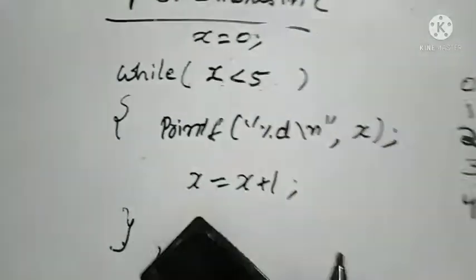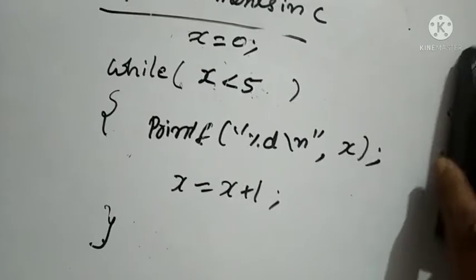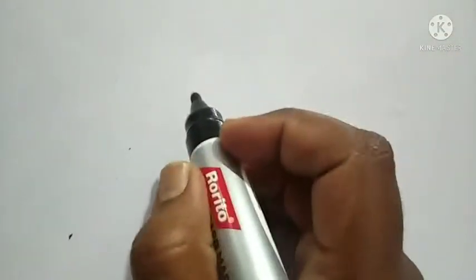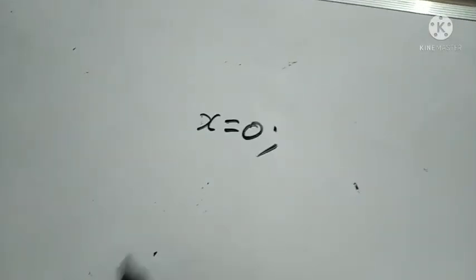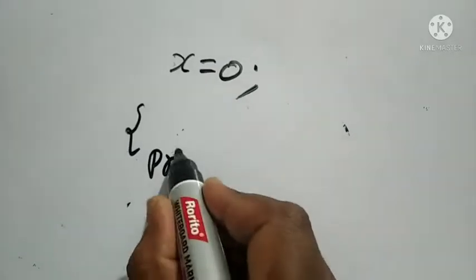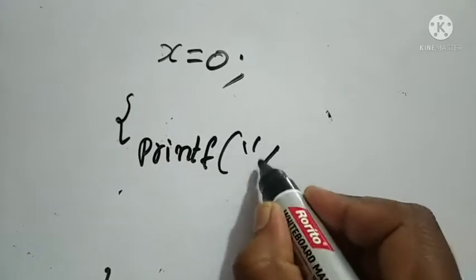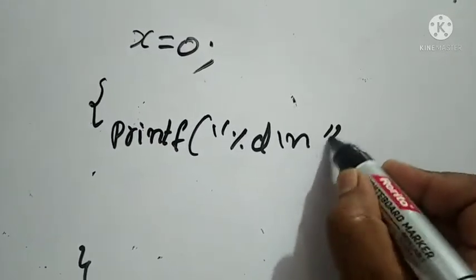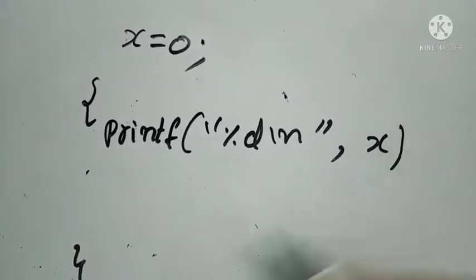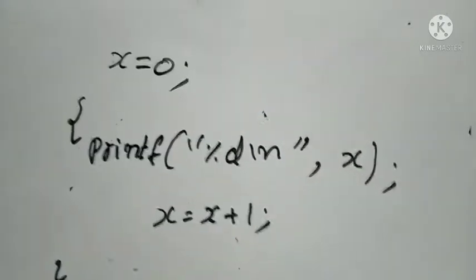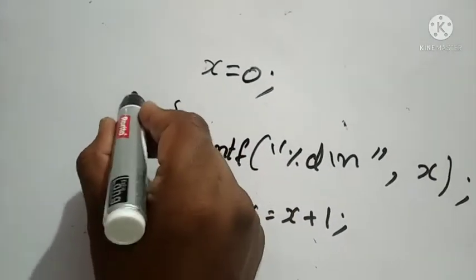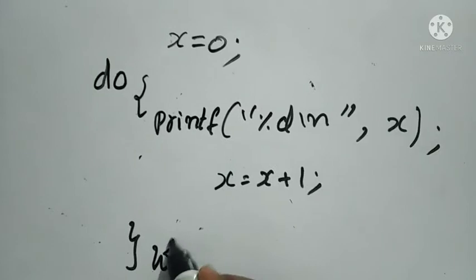Now we will go for do while. Let us write the same program using a do while loop and see how it is used. The while loop is an entry condition loop. The statements are the same: I write the bracket, and the statement printf("%d\n", x); with a semicolon, then x = x + 1. Here I have two more things to write: do at the top, and while at the end.